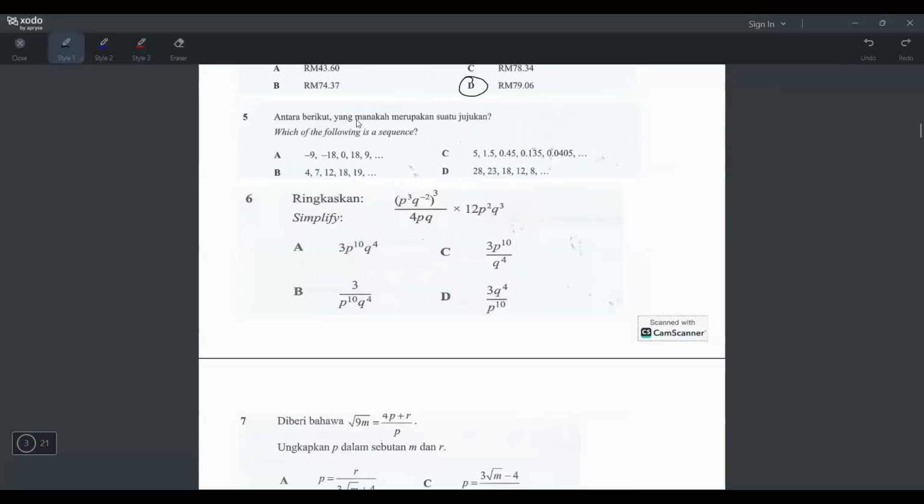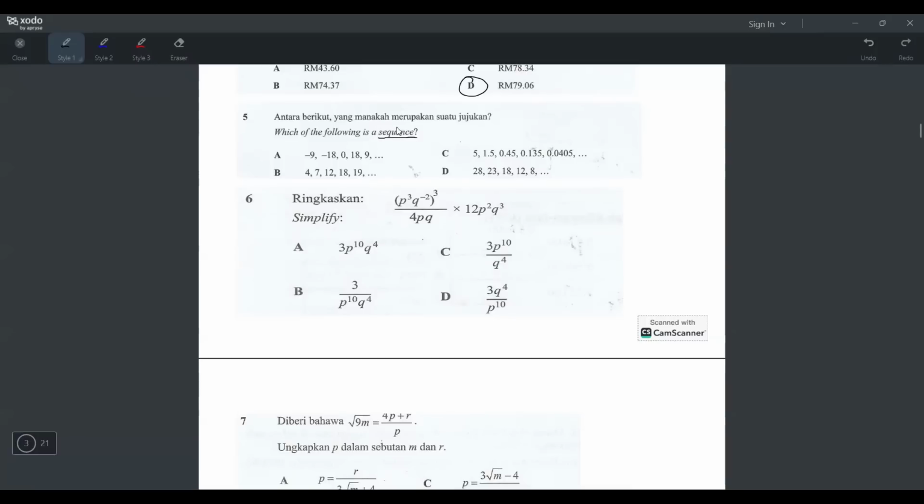Okay, number 5. Antara berikut yang manakah merupakan satu jujukan? Which of the following is a sequence? Okay, if I don't know the meaning of sequence, I cannot do this question. Betul tak? Kalau you tak faham maksud jujukan, you tak tahu maksud sequence, memang you tak dapat buat soalan ni. So let's talk about what is sequence. Okay, you learn sequence in Form 2 kalau tak silap saya. Form 2, but I don't remember which chapter. I think it's chapter 1. Form 2 chapter 1 kalau tak silap, you learn about pattern and sequence, right?